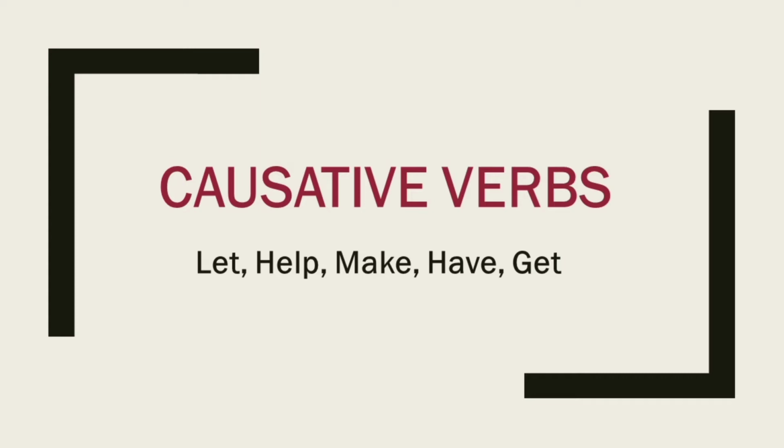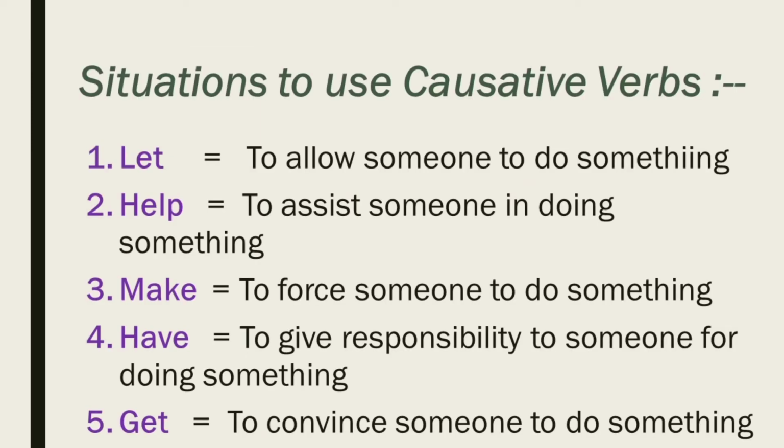In this lesson we'll be learning about 5 causative verbs, and these verbs are let, make, get, have and help. So let me first tell you the situations when these verbs are to be used, and then we'll see them with examples. The first one that we have is let. It is used when we allow someone to do something. यानी कि जब हम किसी काम को करने के लिए किसी को परमिशन देते हैं, तब हम let का यूज़ करते हैं. Help is used when we assist someone in doing something.